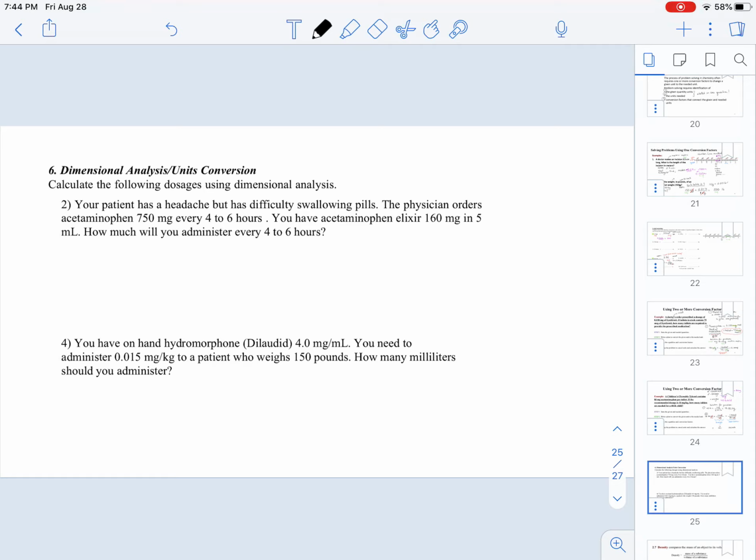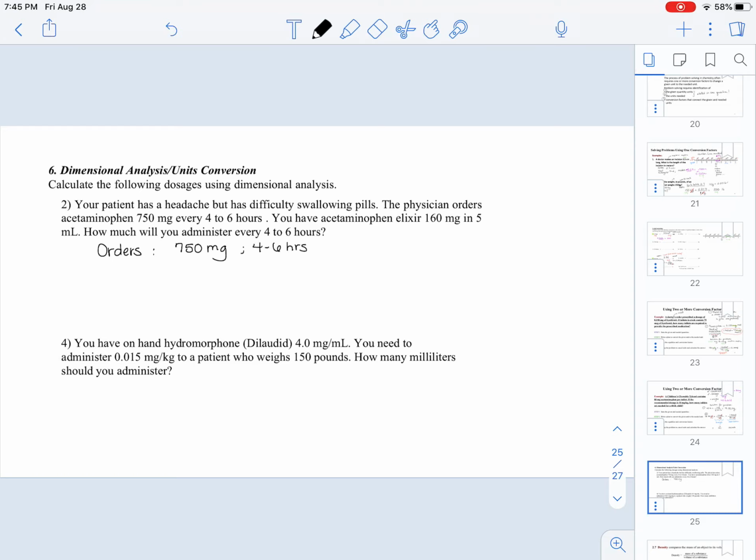In this problem, it's going to be similar to the first type of clinical problem that we talked about. You are given a medical order, or a specific dosage that you need to administer to the patient, and you have a particular form of the medication. So all you have to do is say, okay, the order, the prescription, the dosage that the doctor wants me to give. Let's just call it orders for the physician orders. In this case, it's 750 milligrams, and you have to give those every 4 to 6 hours.